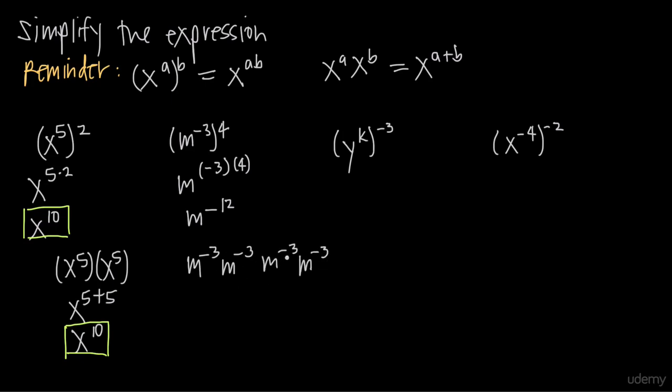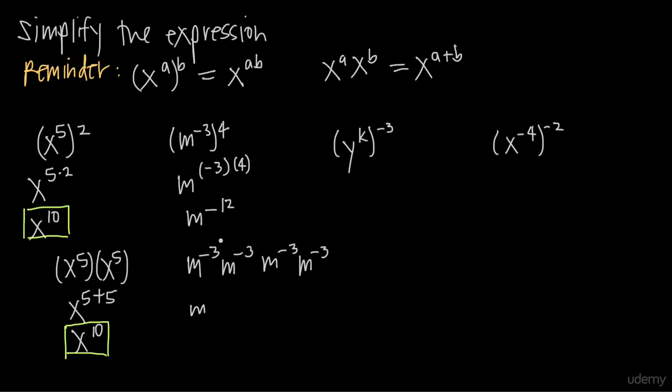In other words, 1, 2, 3, 4 factors all multiplied together of m to the negative 3. That's what m to the negative 3 raised to the fourth tells us, that we have four factors of whatever's inside our parentheses here. And then we've turned it into a problem where we use this formula and we add the exponents together. So we say m to the negative 3 plus negative 3 plus negative 3 plus negative 3.